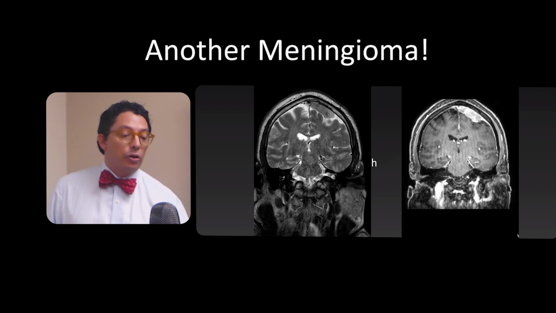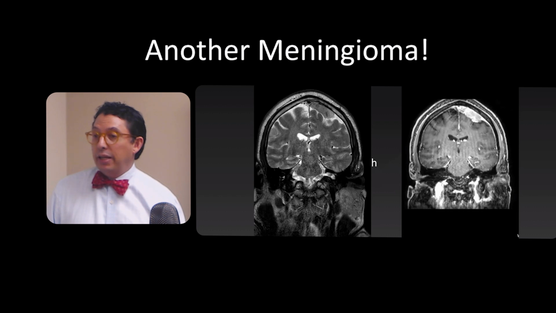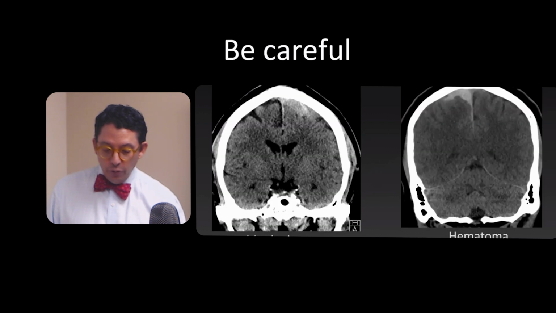It's awful to call something what it's not and tell the patient that he has an intracranial bleed when he actually has an intracranial mass. So be very careful. This is the one that I just showed you, and this is what a subdural hematoma in that same region would look like.